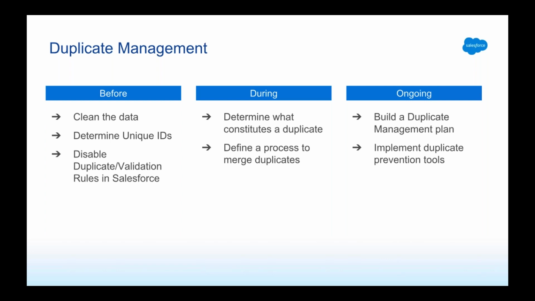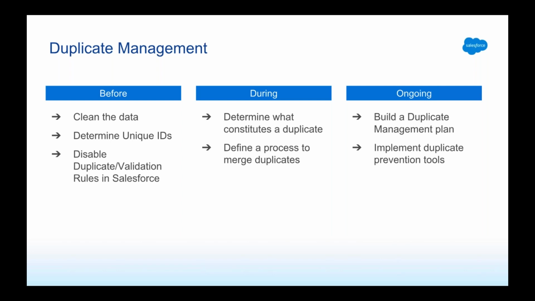So during the migration, determine what constitutes a duplicate. What are your unique IDs? What will you match on? For example, if you have a customer email in Desk, is that the same customer email in Service Cloud? Is that a match, if you have existing data? You also want to define a process to merge the duplicates. You want your agents to be trained on that process and to practice it in advance so that they're ready when they're in a live situation.